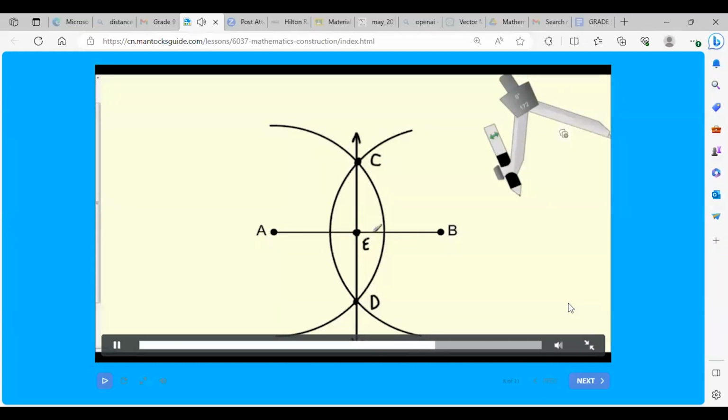Now by definition of the perpendicular bisector, we could say that angle CEB measures 90 degrees. So we could put our symbol here for 90 degrees. And also, the measure of angle AEC is also 90 degrees. And then finally, the last thing we could say, since line CD is the perpendicular bisector of line segment AB, is that line segment AE is congruent to line segment EB.